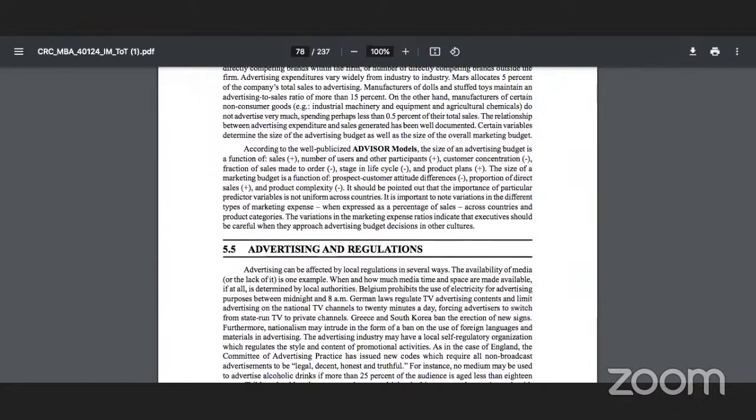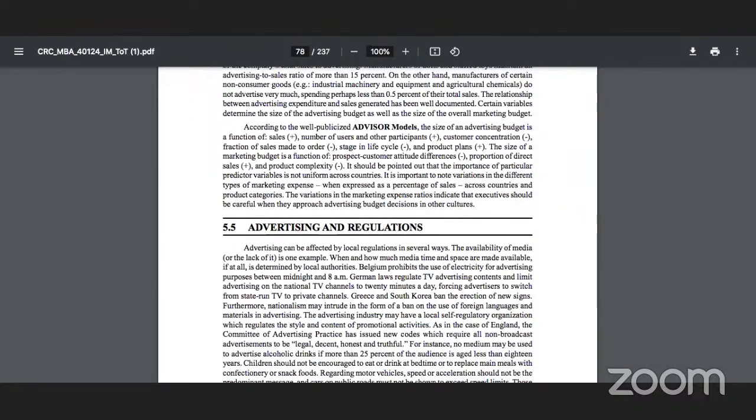And the relationship between advertising expenditure and sales generated has to be well documented to make sure that whatever is being paid towards advertising or any part of the communication mix is being recovered well from the consumer's purchase point of view. So, according to the well publicized ADVISOR model, the size of an advertising budget is a function of sales. That is, number of users and other participants, customer concentration, fraction of sales made to order, stage in life cycle, and product plans.